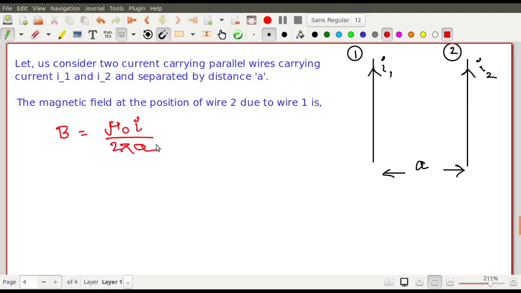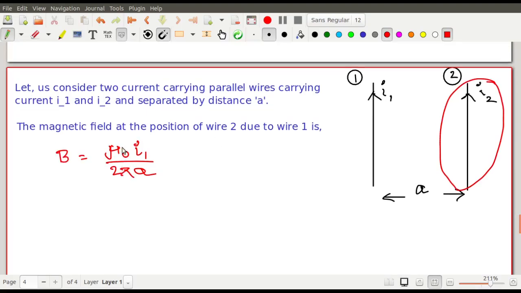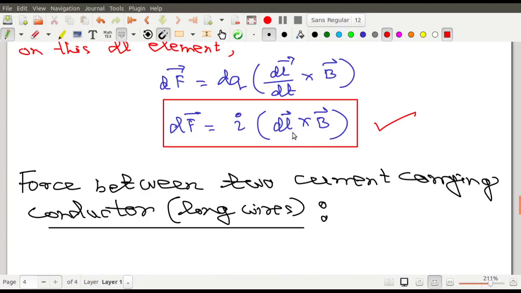মনে পড়েছে, এরকম একটা এক্সপ্রেশন ছিল। Just this one will be I1. Magnetic field at the position of wire 2, এই wire 2 এর এই পজিশনে ম্যাগনেটিক ফিল্ড কত তৈরি হয়েছে? What is the magnetic field produced? That is definitely mu0 I by 2 pi a. এক্সপ্রেশন করে দিয়েছি আমরা আগে। Now you have to understand that this I2 is under the effect of a magnetic field, and wherever there is a magnetic field, there is a force acting on the conductor given by this expression.